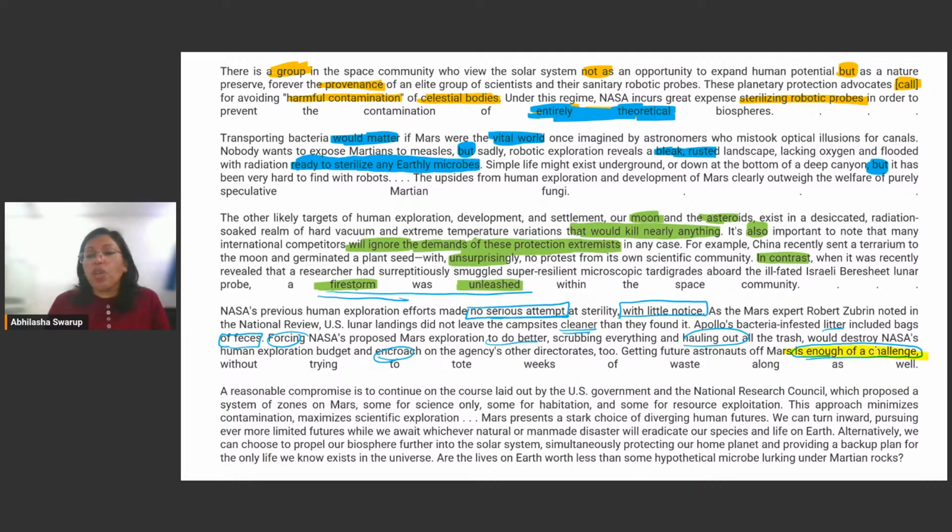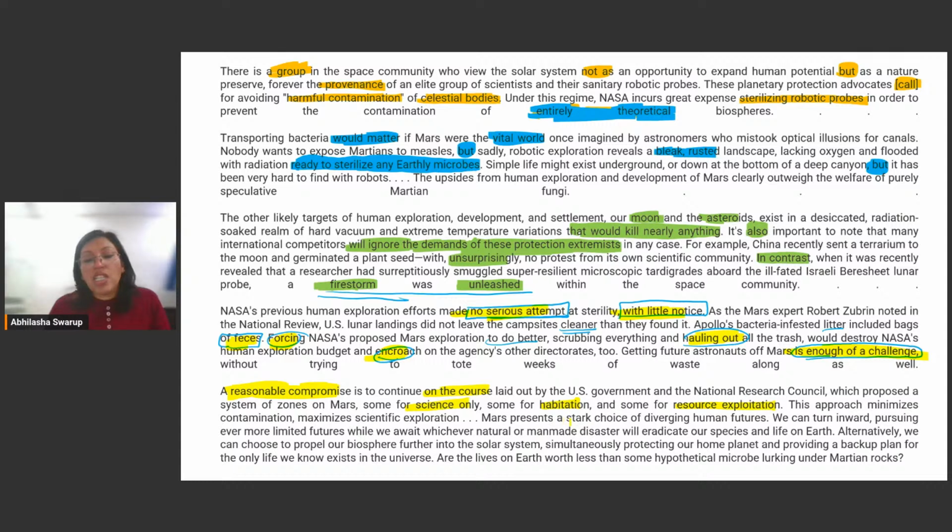Okay, so enough of a challenge. The author does not like this idea of us trying to clean up our garbage and do all of that. A reasonable compromise, something that can really be done, is to continue on the course laid out by the US government and the National Research Council, which proposed a system of zones on Mars. So there will be some for science, some for habitation, some for resource exploitation. Now, this approach will minimize contamination and maximize scientific exploration.